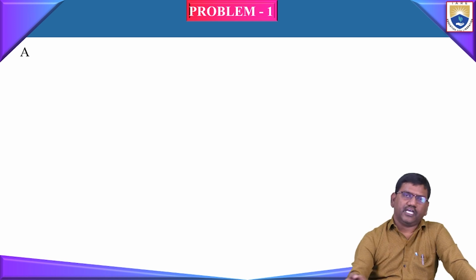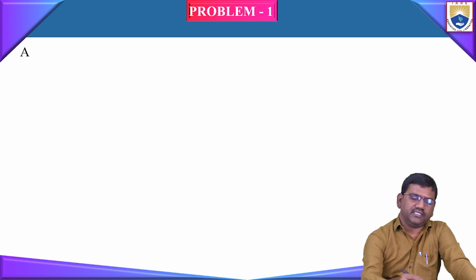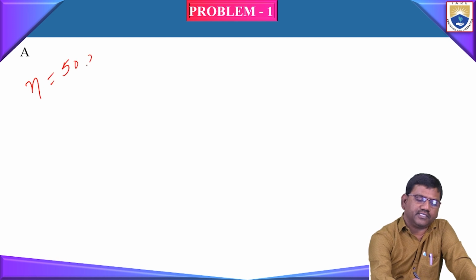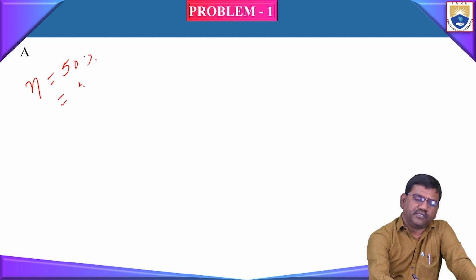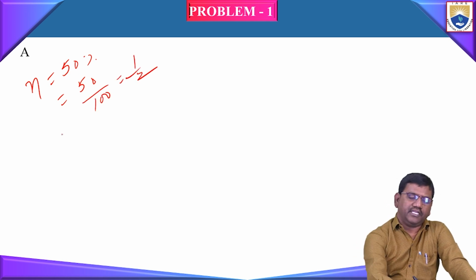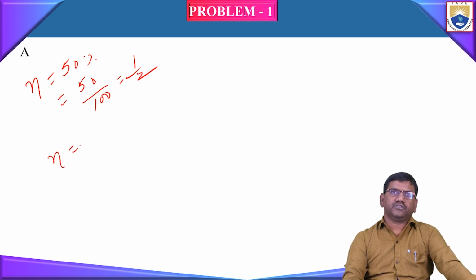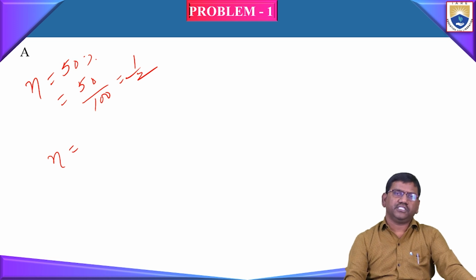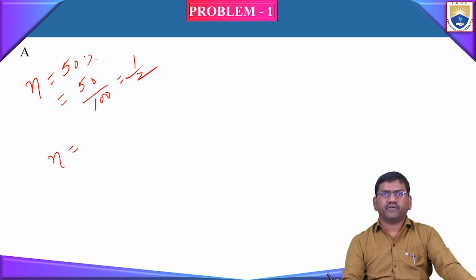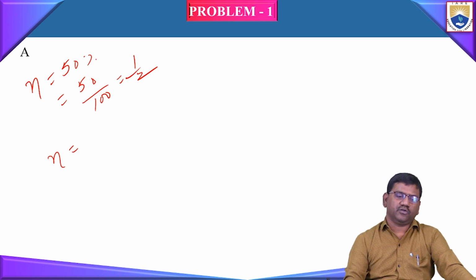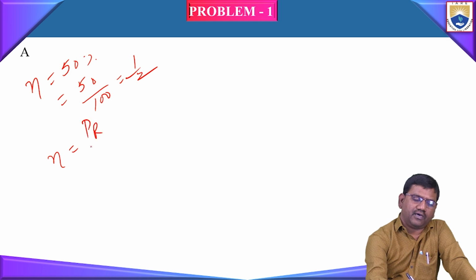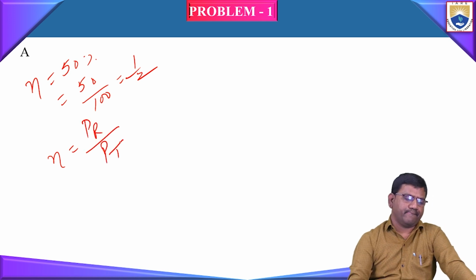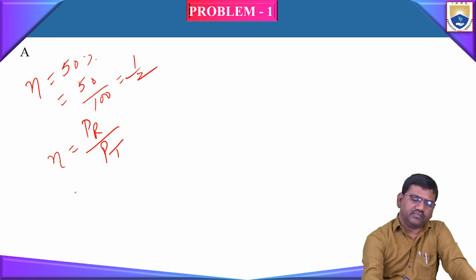As per the data given, the efficiency of the antenna is 50%. 50% means 50 by 100, which is equal to 1 by 2. What is the antenna efficiency definition? According to the definition, the ratio of the power received to the power transmitted is called antenna efficiency. So to determine the antenna efficiency, the power received and the power transmitted must be known. So PR by PT, and here efficiency is equal to 1 by 2.